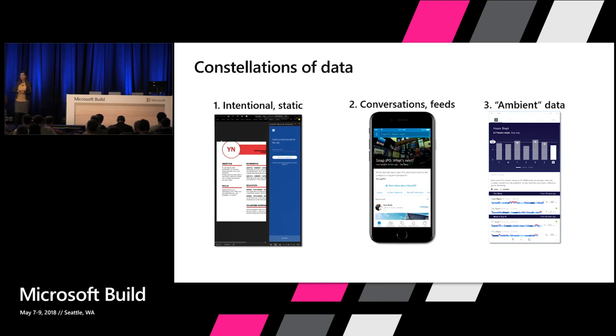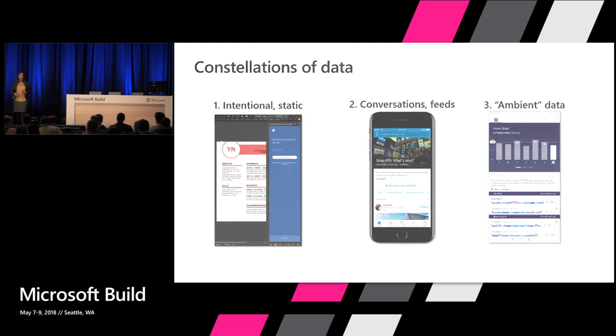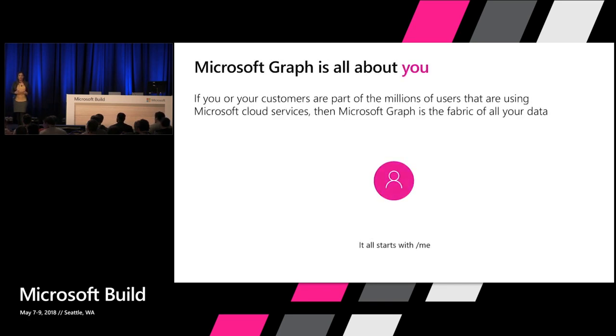So with this context about the constellations of data, this is what we have in Microsoft Graph. We have data about you, about your usage of Microsoft services. If you are a customer, whether that's on our commercial or on our consumer cloud, having an account with us, then you have data in the Microsoft Graph. I get asked the question, how do I get my data in the graph? Well, if you're a Microsoft customer, you already have your data in the Microsoft Graph.